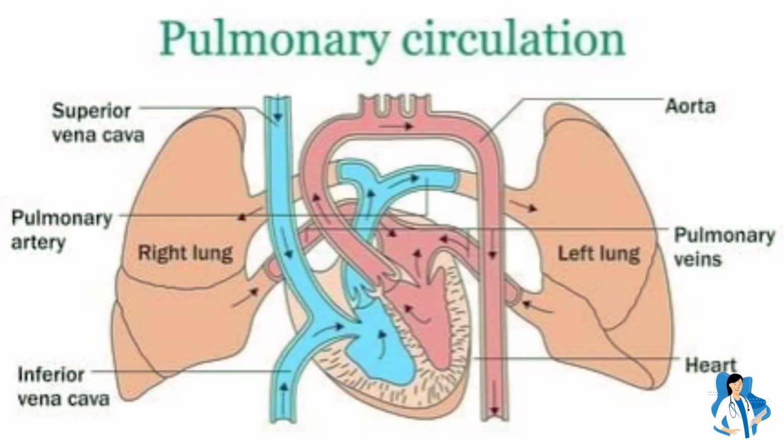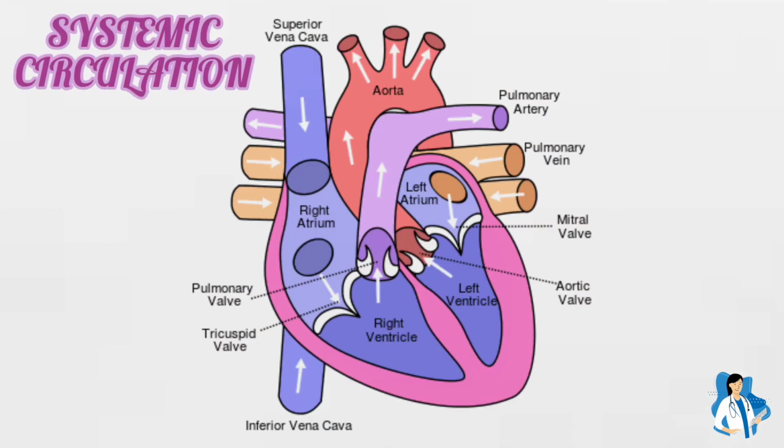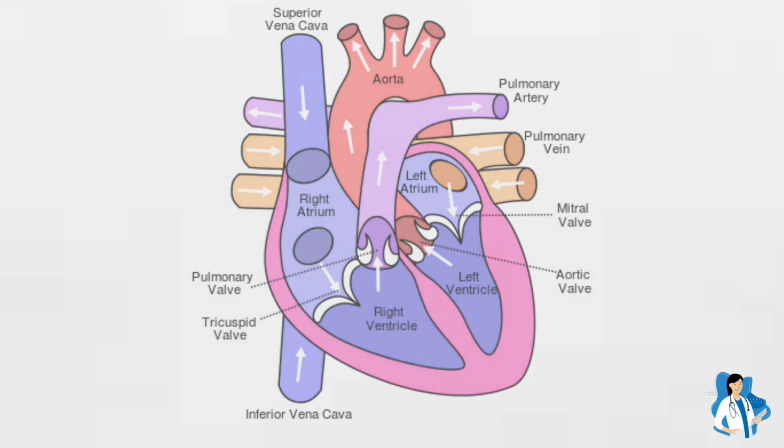Now, coming to pulmonary circulation, the circulation occurs between the heart and lungs. The deoxygenated blood from the right ventricle is sent through the pulmonary artery to the lungs to receive oxygen. Through the pulmonary vein, the oxygenated blood enters the left atrium. Coming to systemic circulation, the circulation occurs between the heart and the body organs. The oxygenated blood from the left ventricle enters the aorta and reaches all the body organs, and the deoxygenated blood from the body organs is taken by the superior and inferior vena cava and enters the right atrium.